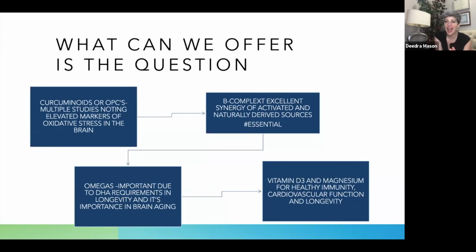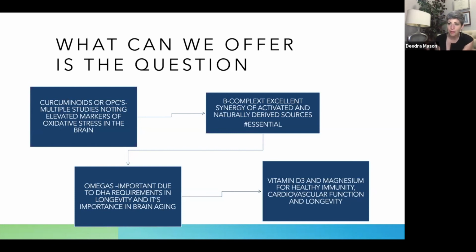Ultimately, what I want to ask you when it comes to creating your own bundle or your own identity with GeneSNP is, what is it that we offer, right? Curcuminoids or OPCs. There are multiple studies supporting that oxidative stress is a problem in cardiovascular function and endocrine function and the healthy brain, especially as we age. So we want to think about those types of things.